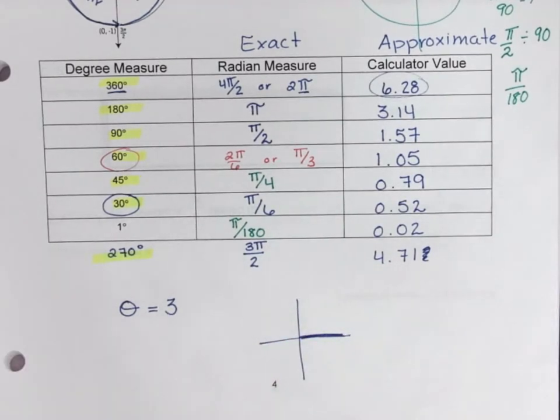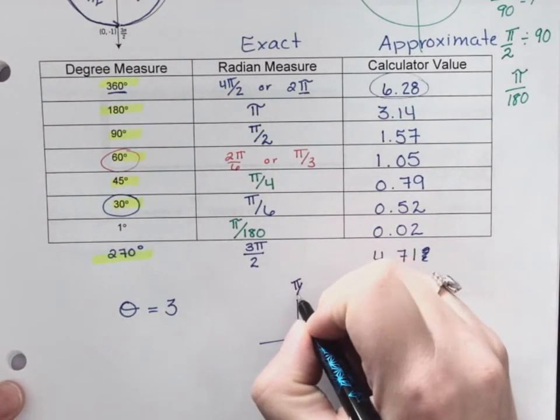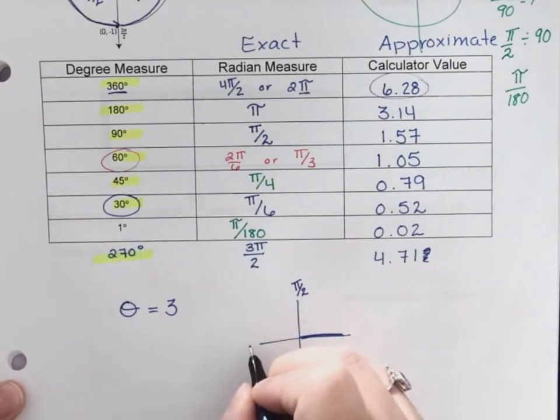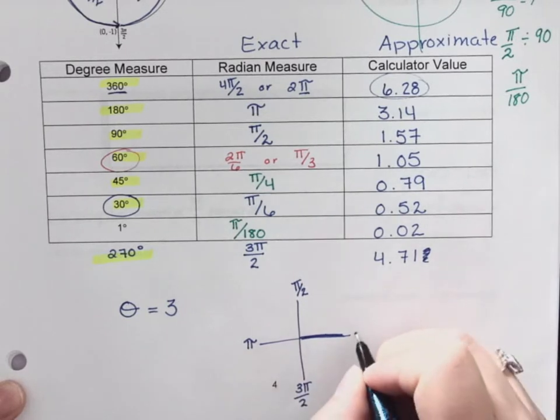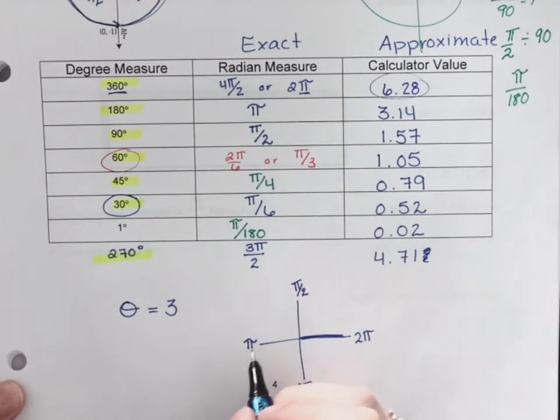Where would 3 radians, where would the terminal arm be? Quadrant 1, quadrant 2, quadrant 3, or quadrant 4? Quadrant 3. 1, 4, 2. It's in 2. How do I know that? Magic. Yes. What's 90 degrees? Pi over 2. What's 180 degrees? Pi. 3 pi over 2 and 2 pi. What is the approximate value of pi?